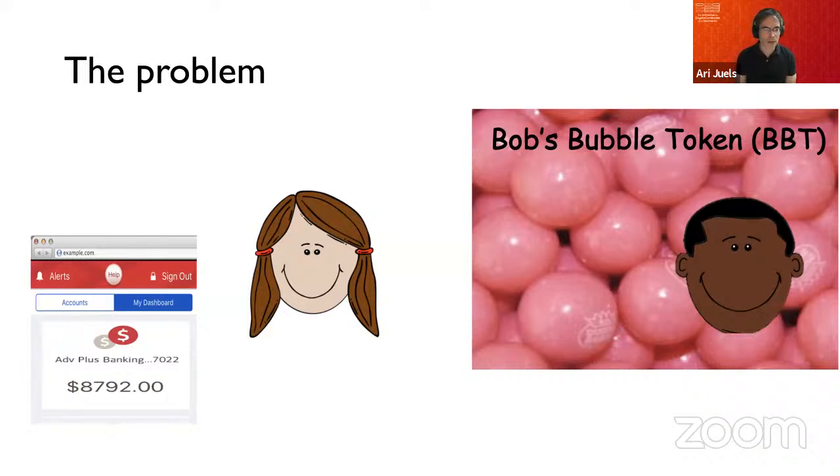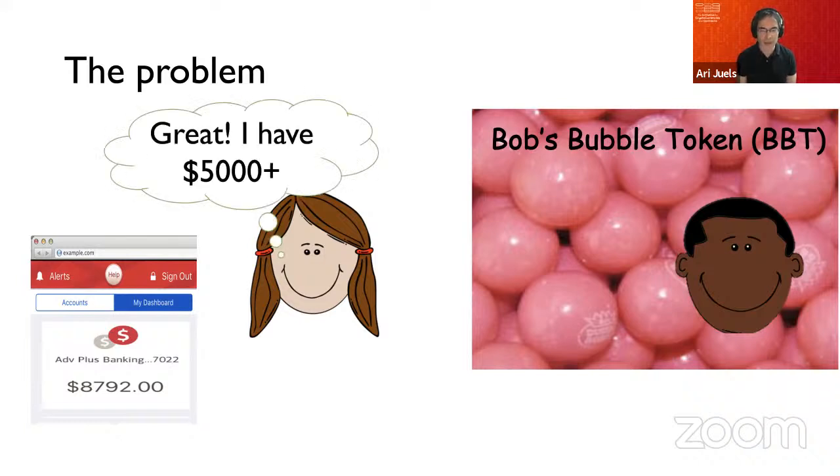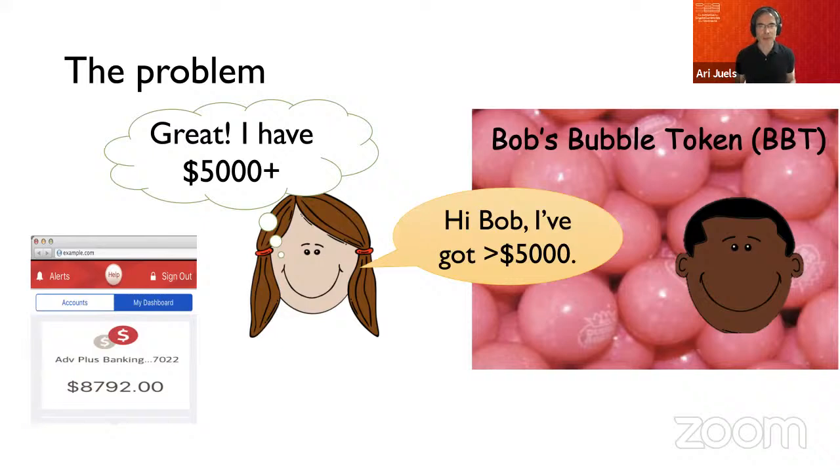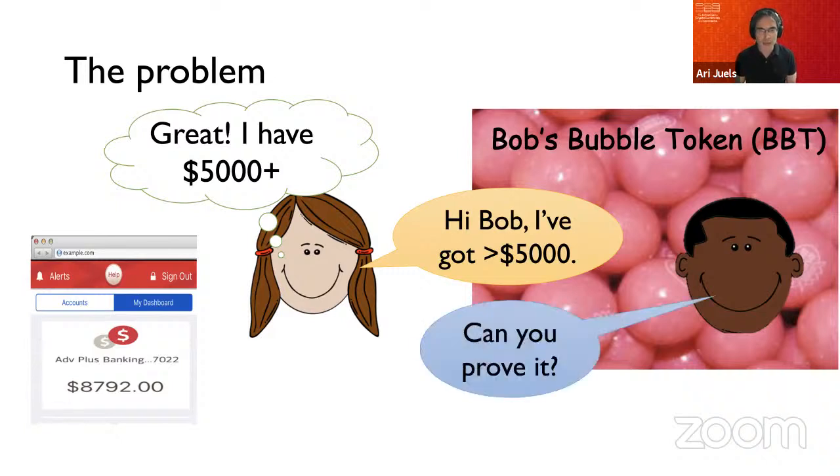Alice here goes online, looks at the balance of her bank account, and discovers that indeed she has more than the requisite amount. She has more than $5,000. So she says to Bob, I have more than $5,000, and I'd like to participate in your ICO. Bob's natural response is, okay, that's great. Can you prove that you have a balance of more than $5,000 in your bank account?